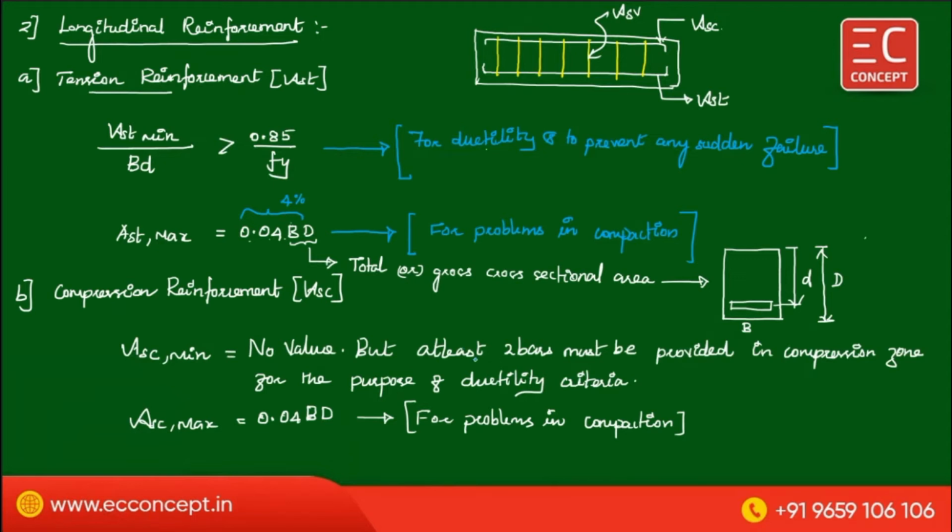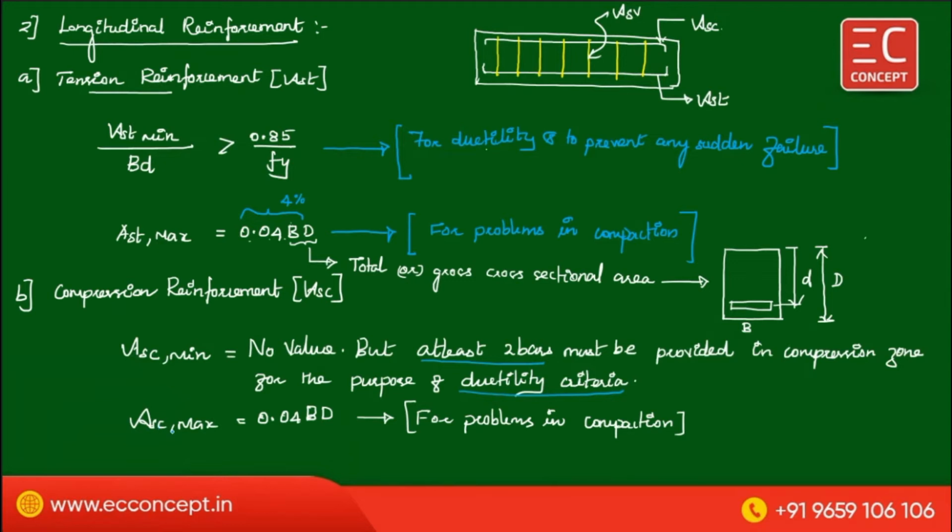Be careful, at least, this is the question. At least 2 bars must be provided in the compression zone for the purpose of ductility criteria. For what purpose? The ductility criteria. This is also the same. Minimum reinforcement is used for ductility criteria.